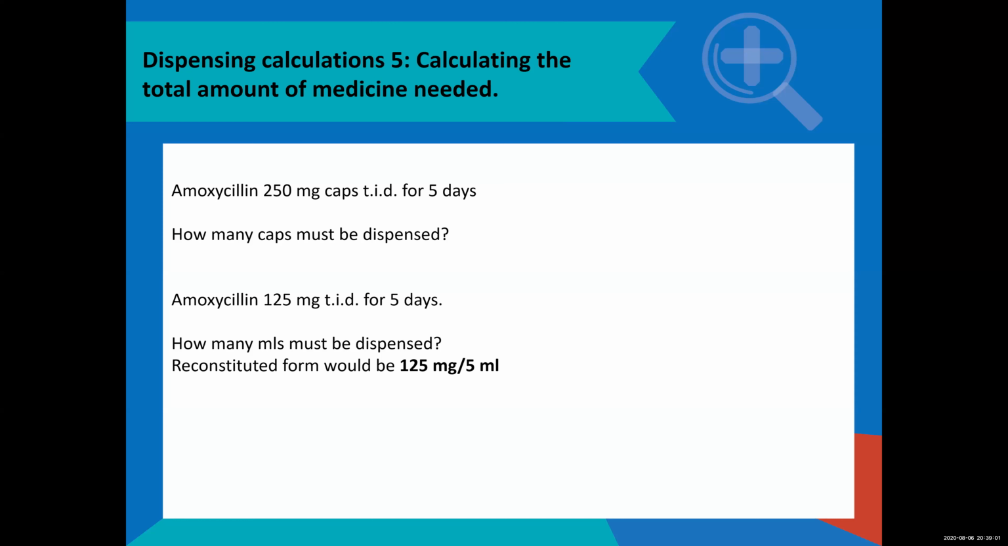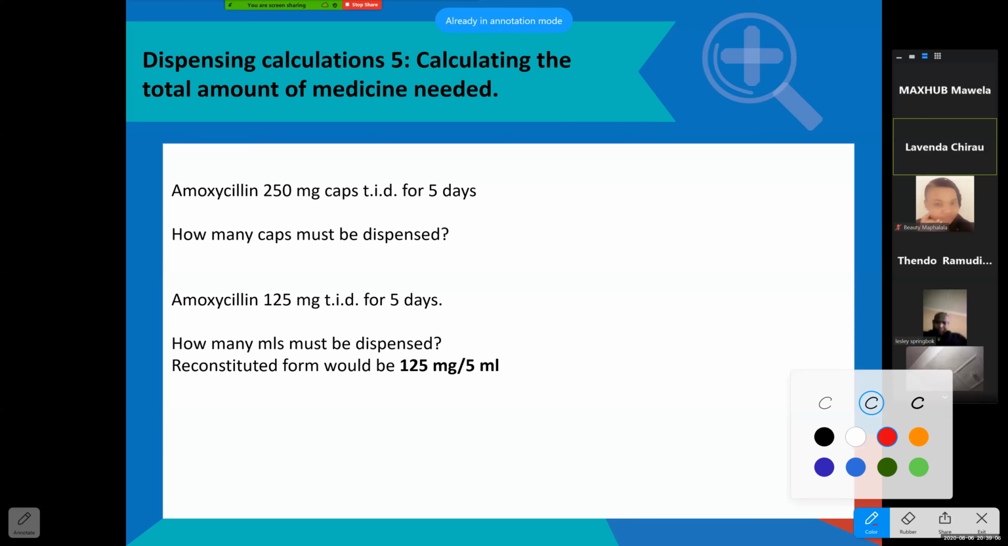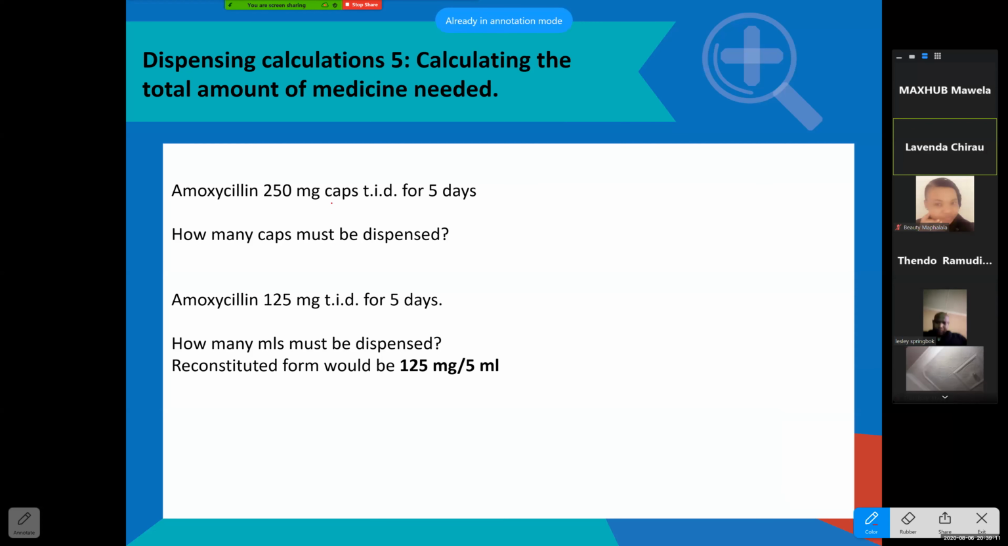The first one is quite clear. It says that you are prescribing amoxicillin 250 milligrams, and these are capsules, right? And TID means 3 times a day for 5 days. So how many capsules must be dispensed? Can you give me the answer? 15. 15, okay. What are the other guys saying? They are quiet. Okay, let's do it together.